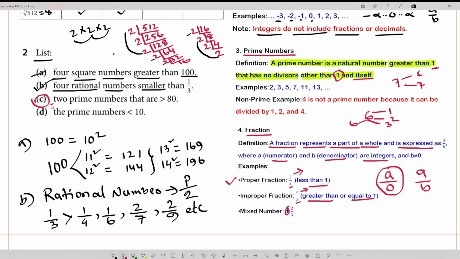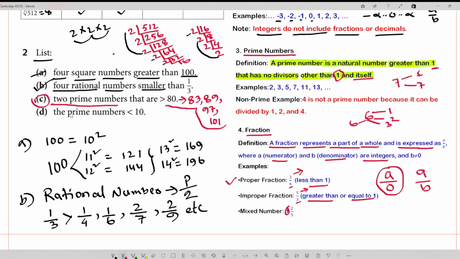Part c: two prime numbers that are greater than 80. We can say, suppose, 83, which is greater than 80 and is a prime number, and also 89 is a prime number. If you want more, suppose 97 is a prime number, 101 is a prime number. Okay, so the question is done.